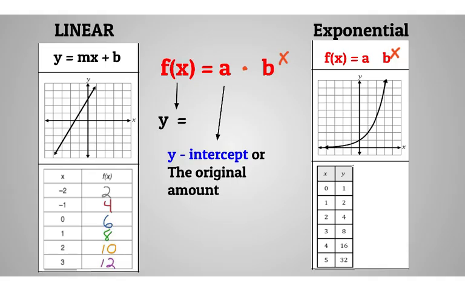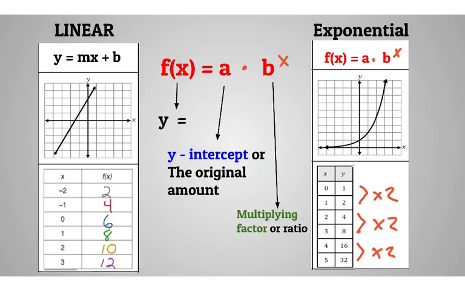It's also the original amount. If you're not looking at a graph, in a word problem it's going to come out as the original amount. Next is the b. Now the b is going to be your multiplying factor, okay? What you're multiplying each y by to get the next y. It's also called the ratio.